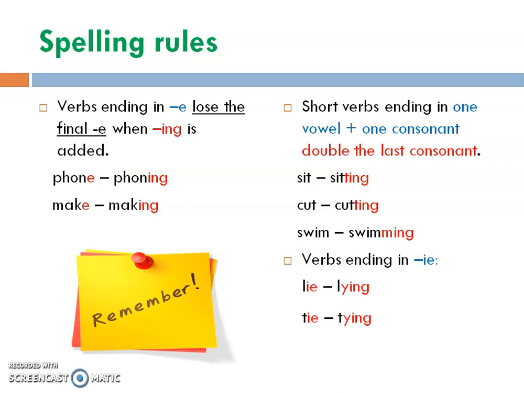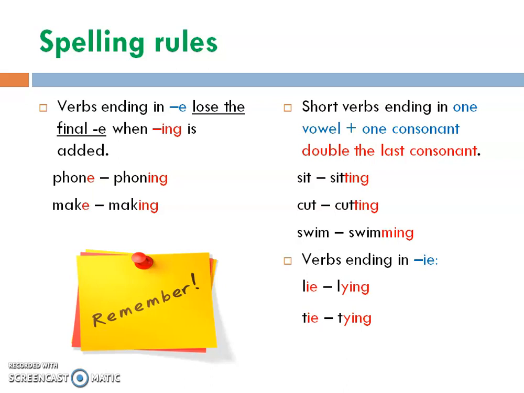For the verbs which end in E, they lose the final E and then we add the ing. Like phone, phoning, or make, making, dance, dancing, and so on. Also the short verbs which end in one vowel plus one consonant, they double the last consonant in this case. And there are many examples of this, like sit, sitting, cut, cutting, swim, swimming, etc.